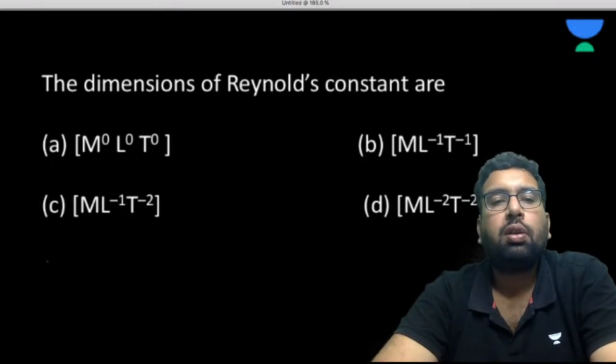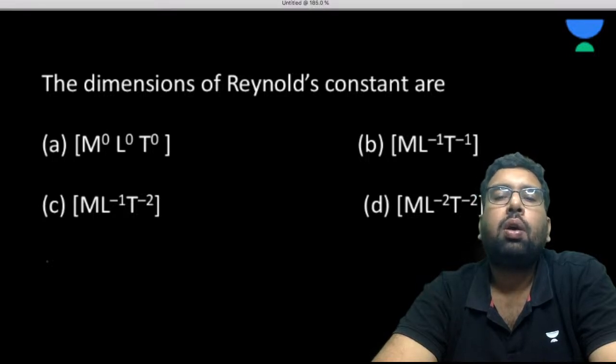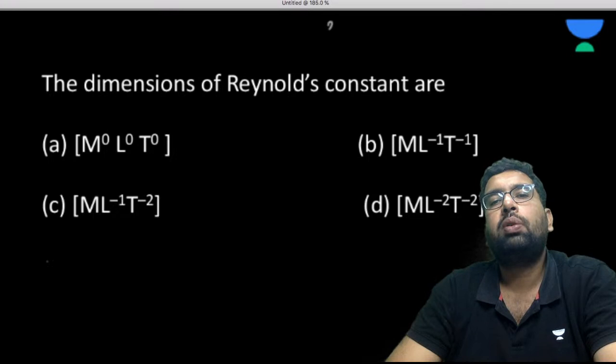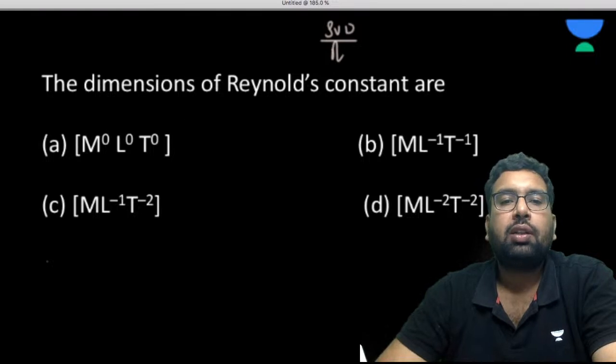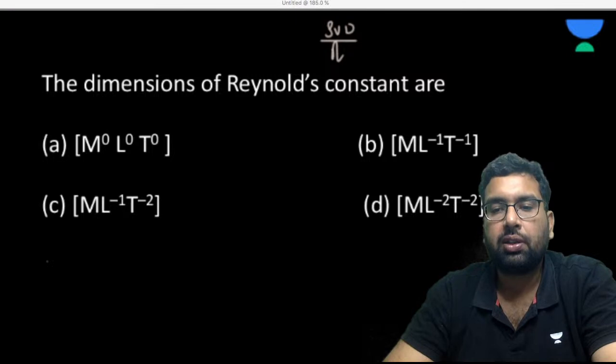So the dimensions of the Reynolds constant, what are the dimensions of the Reynolds constant, sir? So see, the Reynolds constant, that is the Reynolds number, is rho Vd by nu. Okay, it is rho Vd by nu. So now this is what? This is a dimensionless constant, na? This is a dimensionless number.